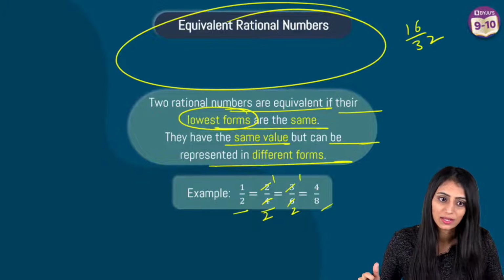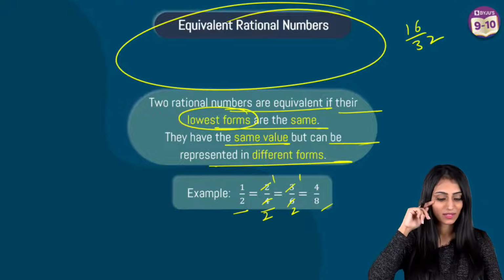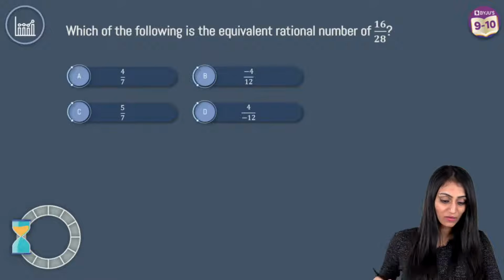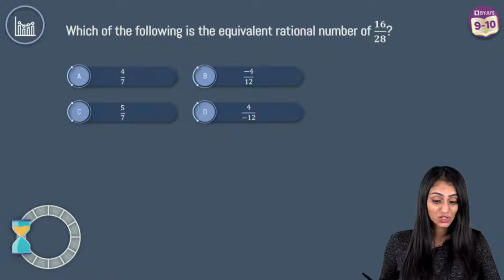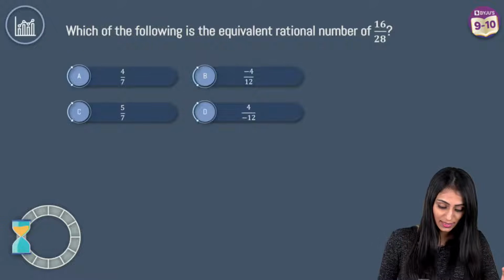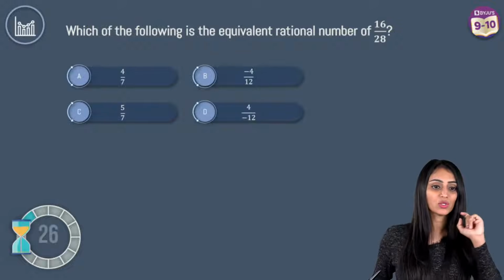I hope this is clear to everyone. Now that we have this clarity, let's try a question. Which of the following is the equivalent rational number of 16 by 28? I'm giving you 30 seconds to answer this question. Let's start the timer. Out of these 4 options, you need to check which one is correct.